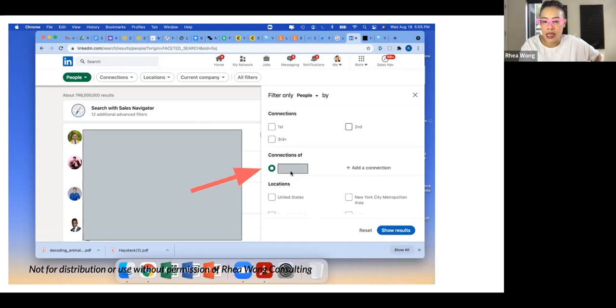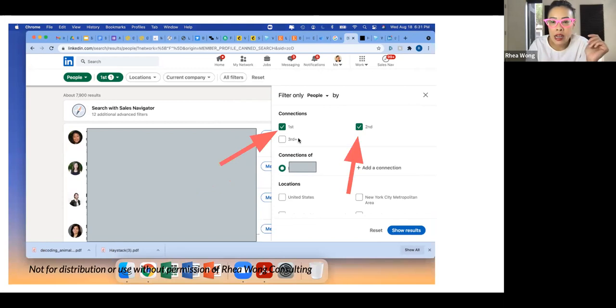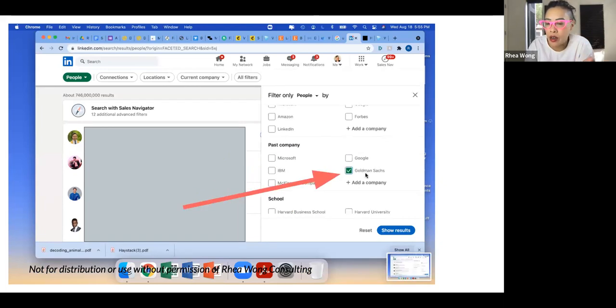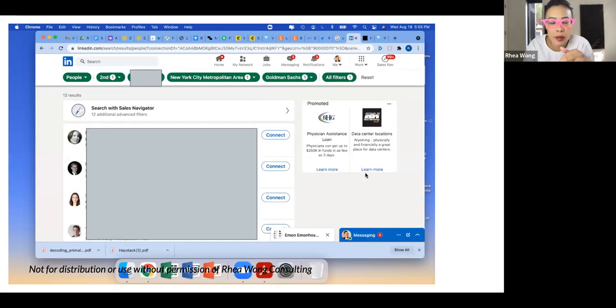So in this case, I added a board member. By the way, this is the anecdote for when your board members are like, I don't know anybody. This is what you do. You put the connections. So let's say Heather's my board member. I put in Heather's name here. Then I click first and second degree, right? I may click New York City metro area. I may click Goldman Sachs. I don't know, I'm making stuff up here.